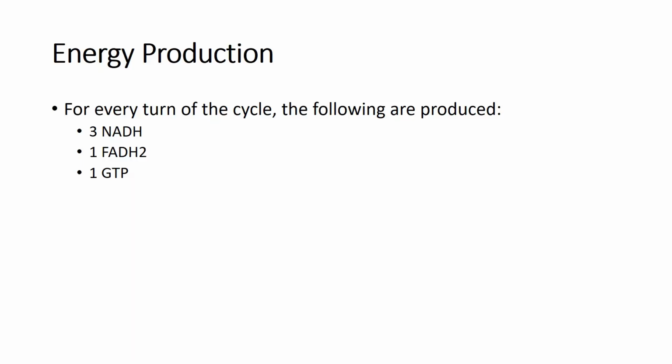This is describing what happens for one turn. But for a glucose molecule, we know that we make 2 pyruvates at the end of glycolysis, which then go to 2 acetyl-CoAs, which enter the Krebs cycle. Therefore, we will actually go through the Krebs cycle twice. So per glucose molecule, we will actually get a gain of 6 NADHs, because 3 times 2 is 6, 2 FADH2s, and 2 ATPs.